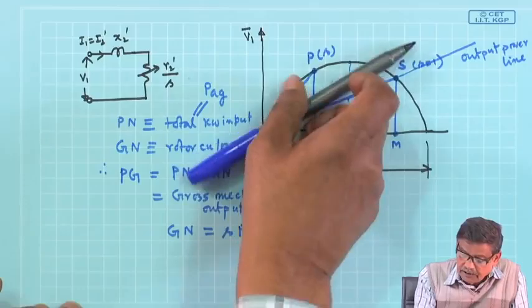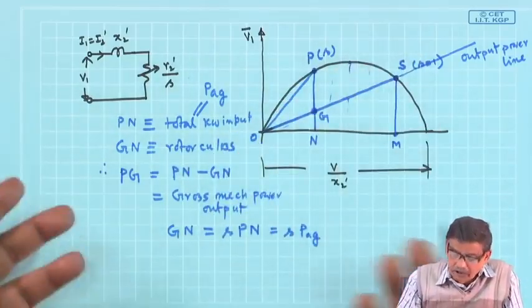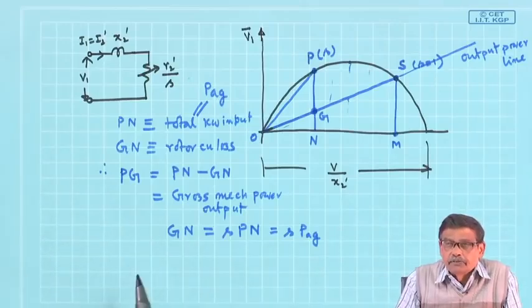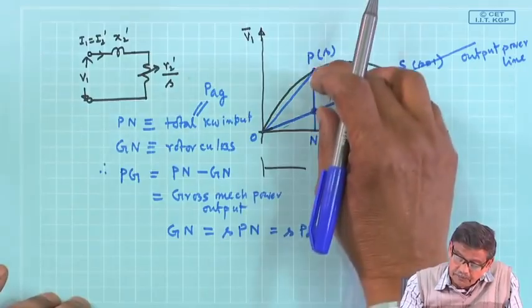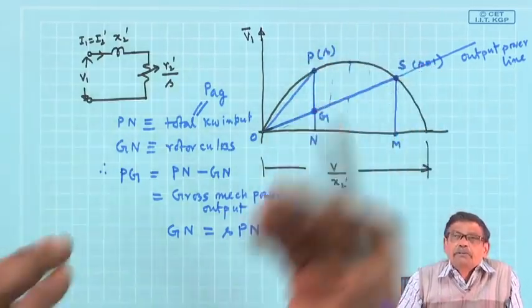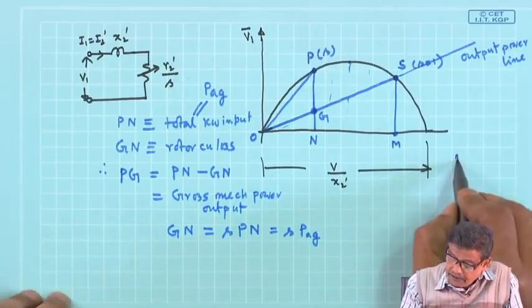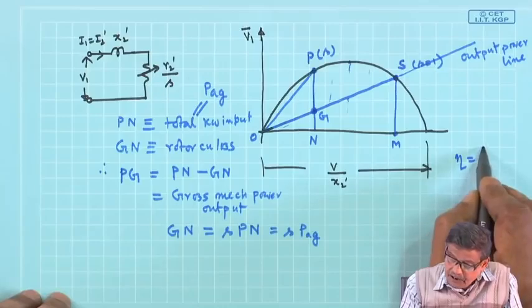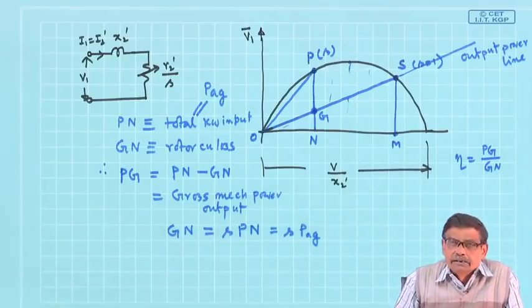From that I will fix up the operating point there, and only two things can be found out. For example, the efficiency of the machine will be this mechanical power output, Pg by Pn, will be the efficiency of the machine at that time. For example, efficiency will be output mechanical power by Pin. Something like that can be done very simply.